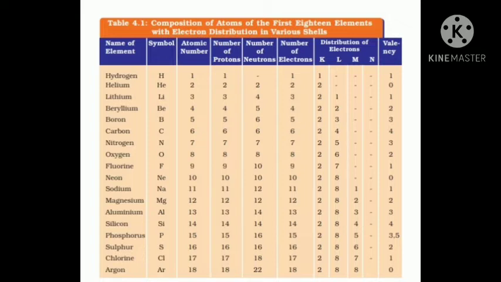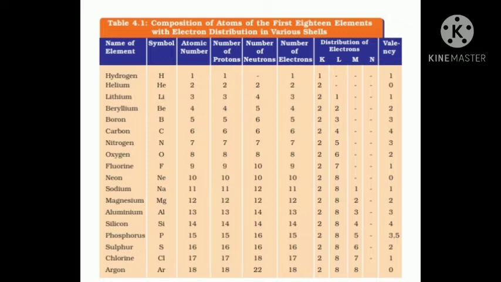Similarly, for beryllium, atomic number 4. So number of protons 4, electrons 4. Then neutrons 5. How will you distribute the electrons? Atomic number 4, so number of electrons 4. So first shell 2, remaining goes to the next shell, 2. The valency, 0 to 4: if the number of electrons in the outermost shell is 1 to 4, that will be the valency. Here 2, so that is the valency.